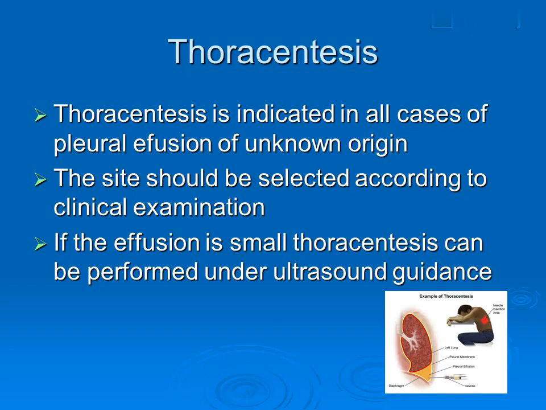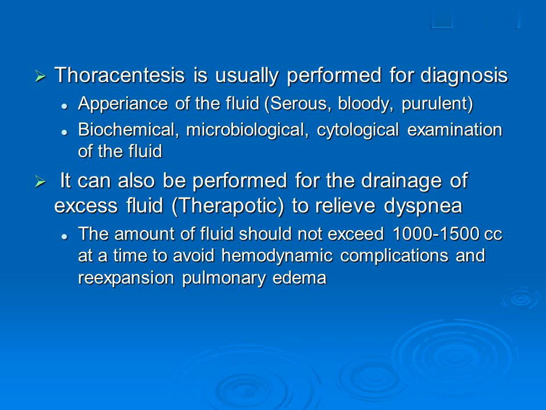Thoracentesis. Thoracentesis is indicated in all cases of pleural effusion of unknown origin. The site should be selected according to clinical examination. If the effusion is small, thoracentesis can be performed under ultrasound guidance. Thoracentesis is usually performed for diagnosis.